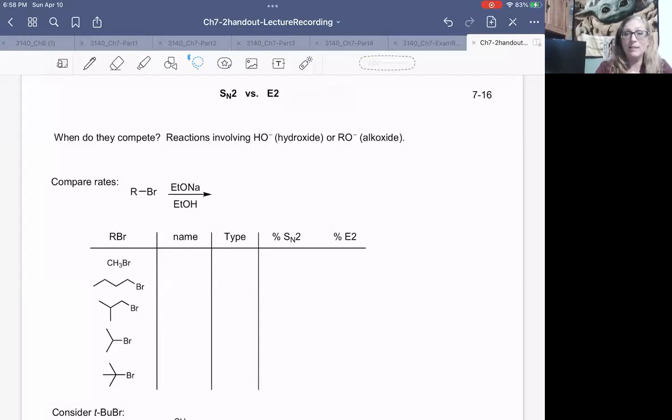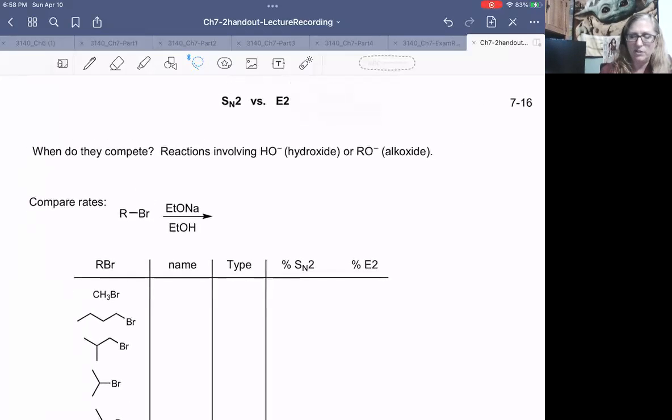Okay, wrapping up our discussion about the E2 elimination is to figure out when we can predict that an E2 reaction is going to happen. When is that mechanism favored? It turns out that many times the E2 is competing with the other bimolecular reaction that we encounter, the Sn2. So let's talk about the E2 versus the Sn2.